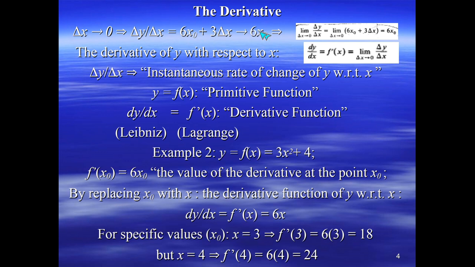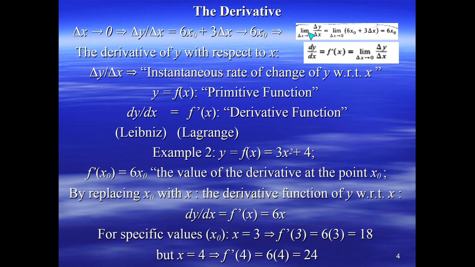So delta y over delta x, where does it approach? If delta y over delta x in our example is 6x0 plus 3 delta x, and delta x goes to 0, it diminishes. It doesn't become equal to 0. It never becomes equal to 0, but it goes very close to 0. So 3 times delta x will go to 0 as well. And the whole expression, 6x0 plus 3 delta x, will go to 6x0. This is the derivative of this function f, which we have in hand, at the point x0.